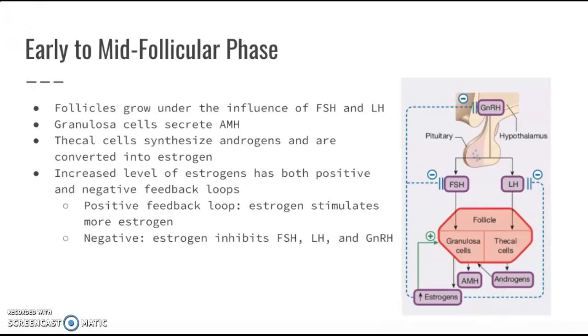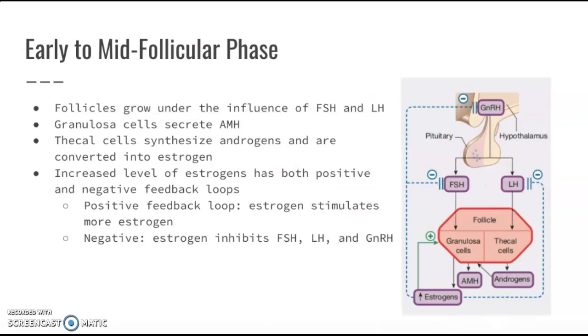And there are a few different phases that we'll talk about in regard to feedback loops. The first being the early to mid follicular phase. And this is where, as you can see down here, the follicles grow under the influence of FSH and LH, which are stimulated by the secretion of GnRH from the hypothalamus. And these two hormones act on the follicle.